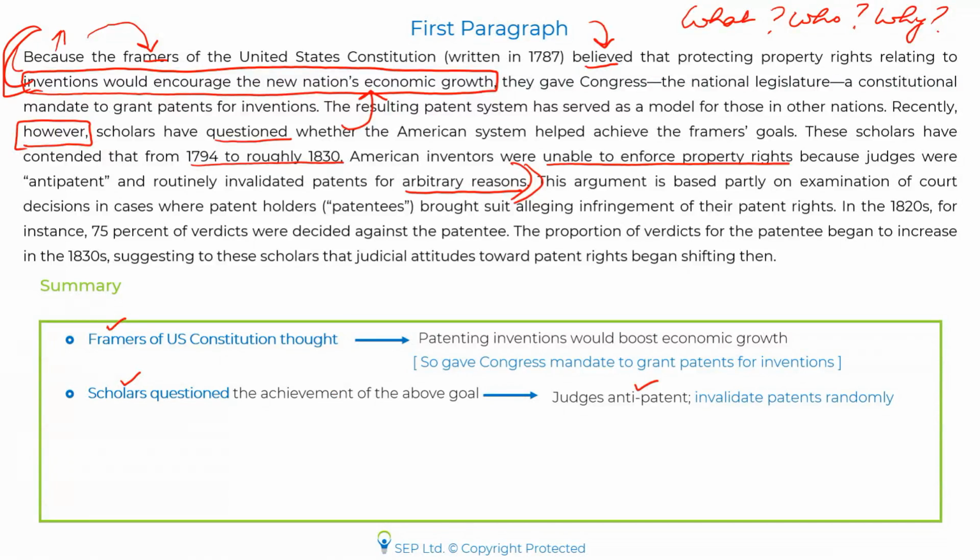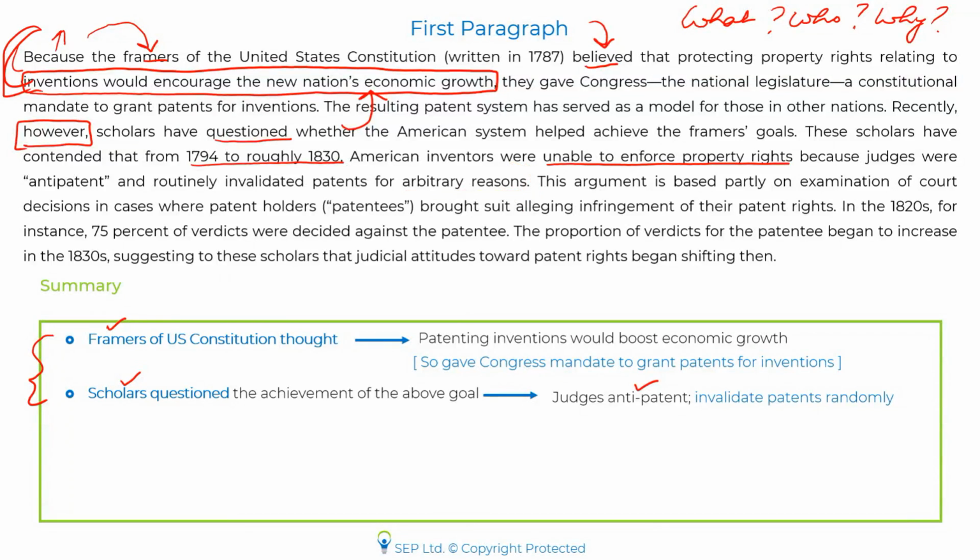And why has the author of this passage given us these two? Probably the author also wants us to understand whether the goal was achieved or not achieved, and what these scholars are saying. Perhaps later on the author is going to talk more about it. Let's move on. This argument, which argument? That the judges are anti-patent. So you need to connect as you move along.